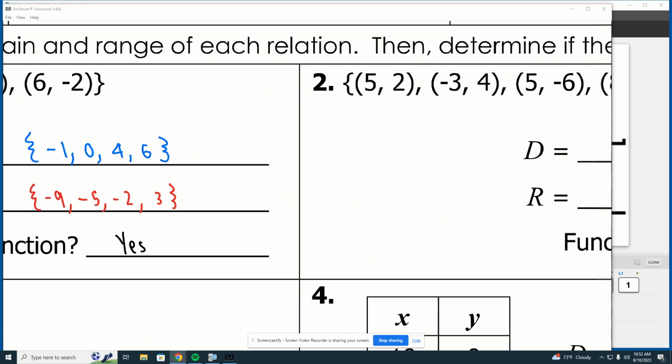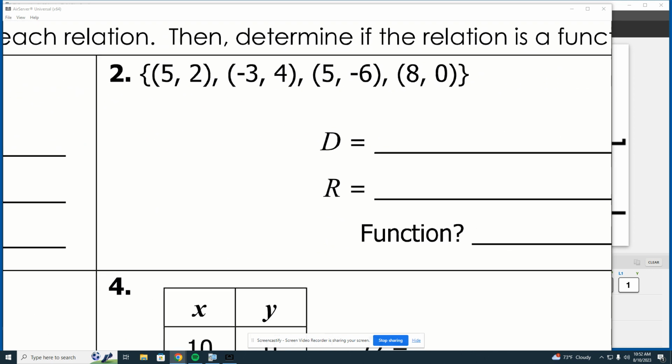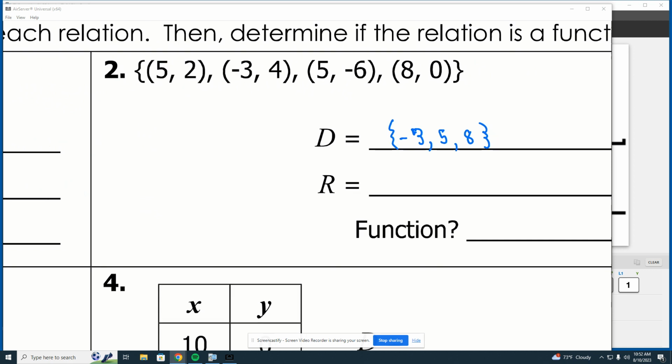Okay? So look at number 2. What's my domain? -3, 5, 5, and 8. Do you have to put 5 twice? If you put 5 twice, am I going to mark it wrong? Am I going to come by and smack you in the face? No, I'm not, Vaughn. So I would only put it once because it's the same number. You don't have to put it twice. You can, and I promise I will not mark it wrong.